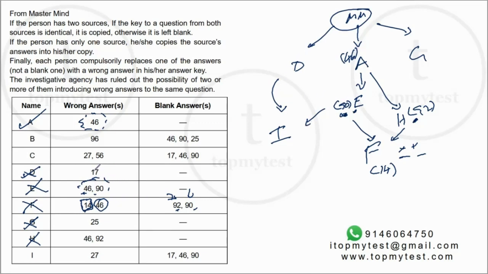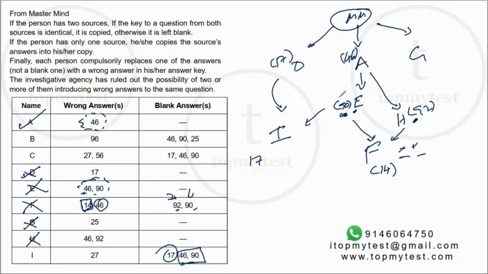His answer to question number 17 will not match. Why? Because D deliberately introduced 17 as a wrong answer. E copied from A, and A has copied the answer to 17 correctly, and E has introduced a different question, 90, as a wrong answer, right? So E's answer will be the actual correct answer, but it will not match with D. So I will have to leave 17 blank. Similarly, I will also have to leave 46 and 90 blank.